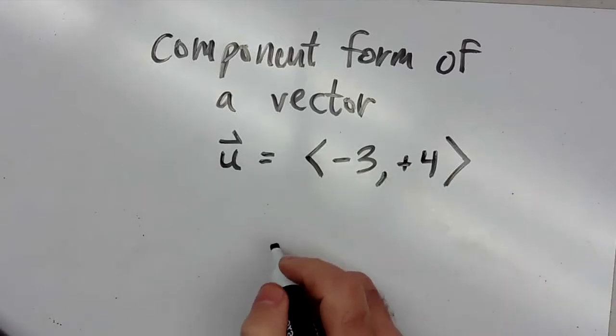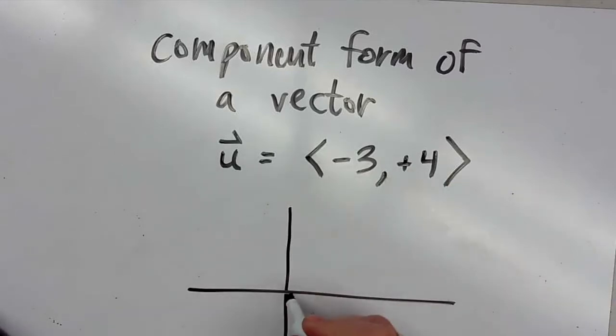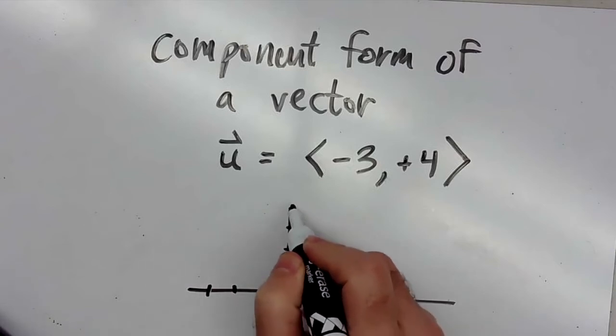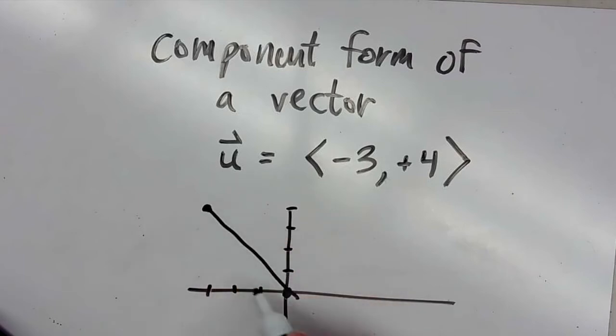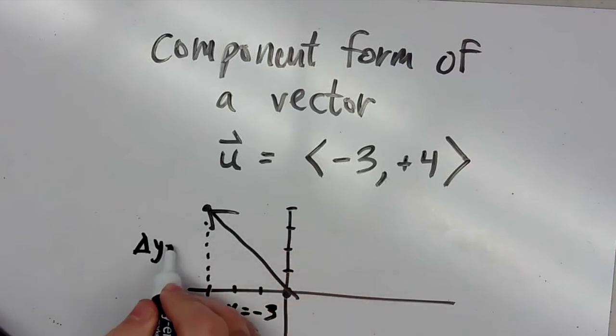And so if we were going to draw that vector, we could put our initial point at 0, 0, make this easy, right? And then we're going to go to the left 3 and up 4. And the vector would point in that direction, right? And then if we break it down into our component parts, our delta x would be -3, right? Negative because we're going left. And our delta y would be +4 because we're going up.